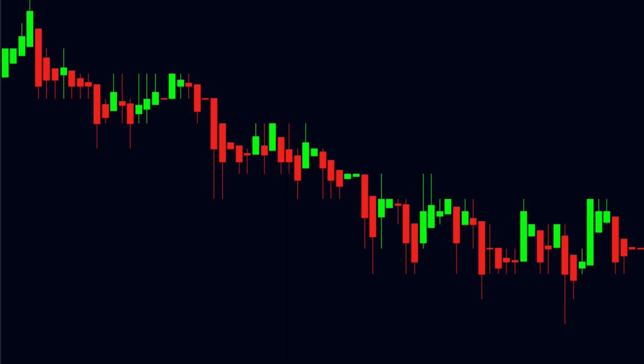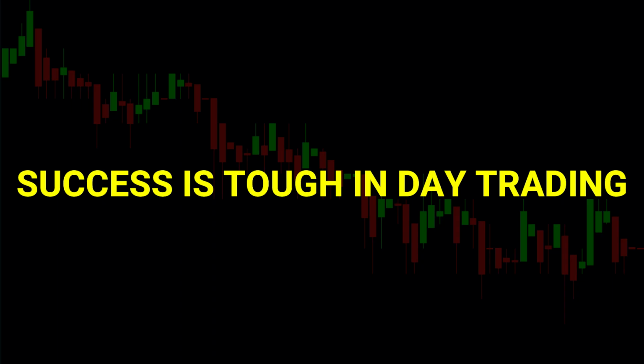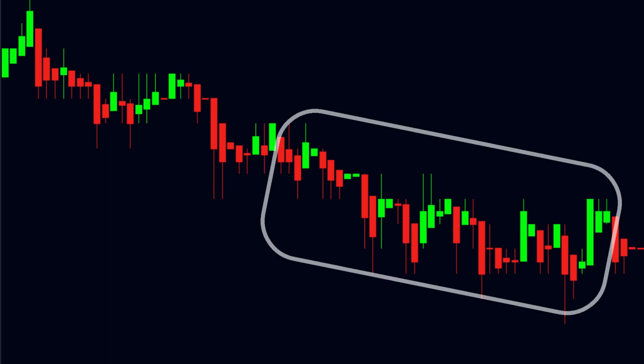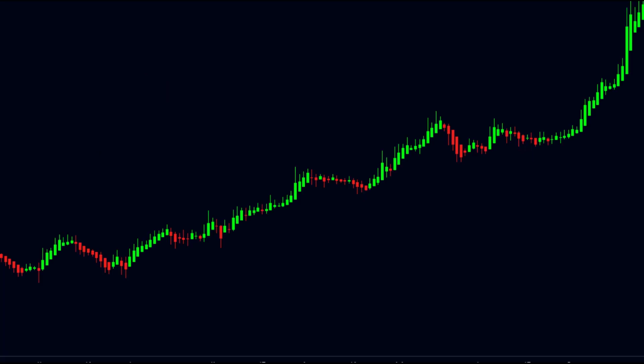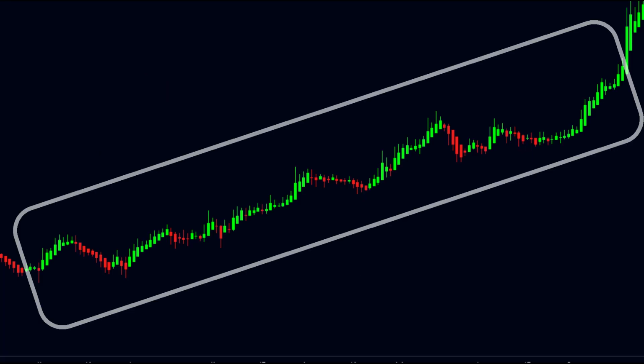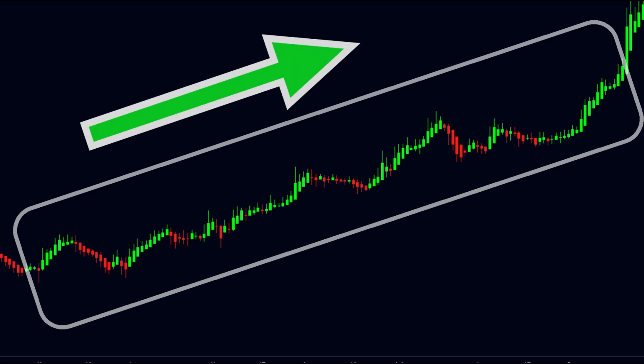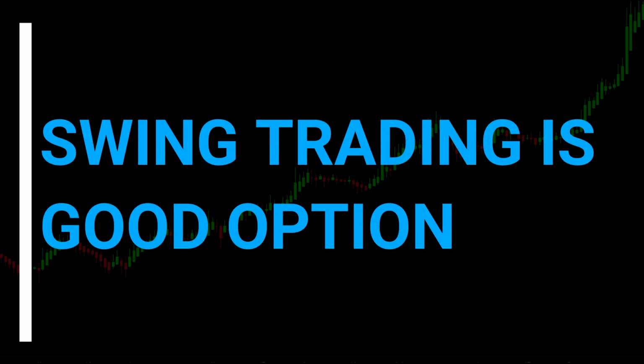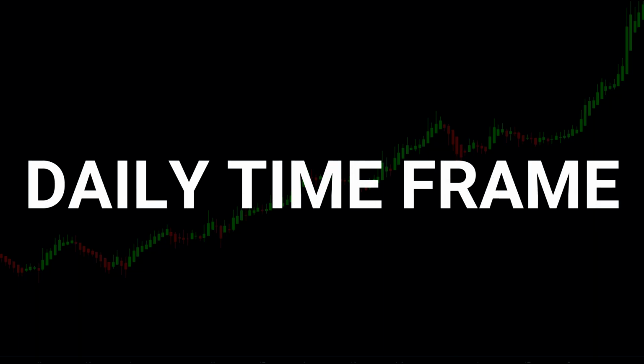Many traders like day trading, but success is tough in it, and it is very difficult to handle because there may be so much momentum in the market in a short time frame. But if we can get stock data for a longer period, meaning a long time frame, then we can understand the momentum and trend of the stock with much clarity. So, swing trading is a good option at this point. We can use the daily time frame in a swing trading strategy.